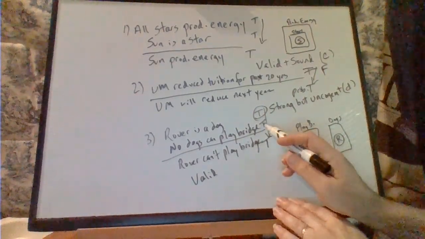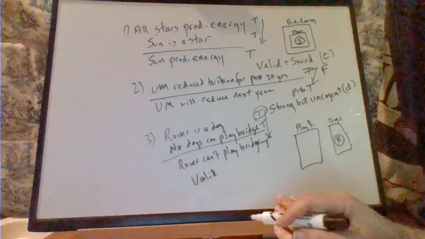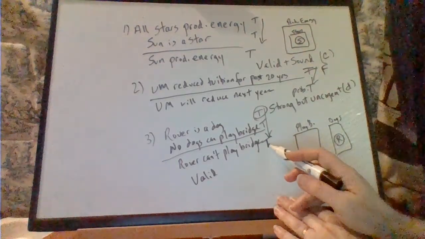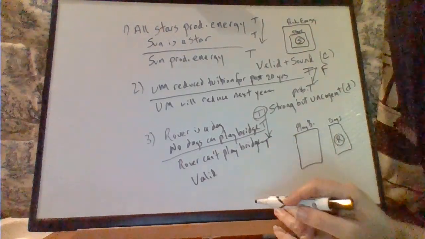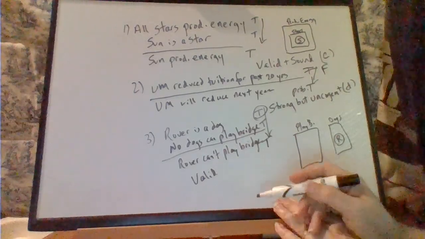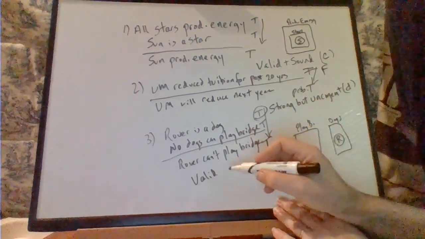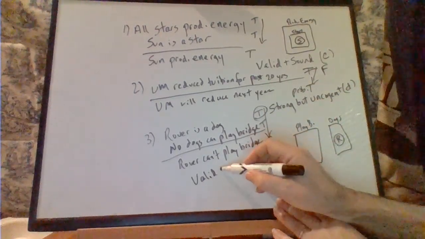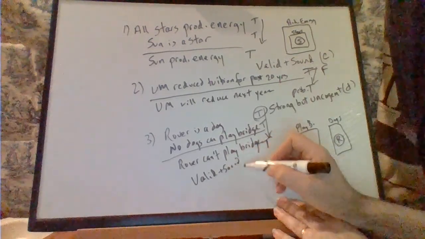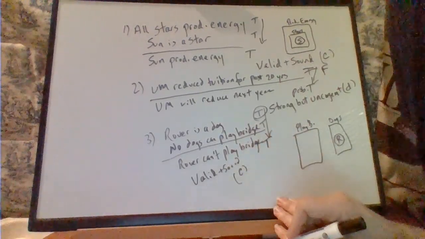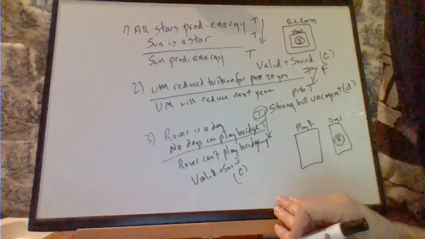I will accept as true that no dogs can play bridge, which means I have to accept the truth down here, that Rover cannot play bridge. So this is valid. The premises, the statements are all true. So this is valid and sound, which again was option C in the text.